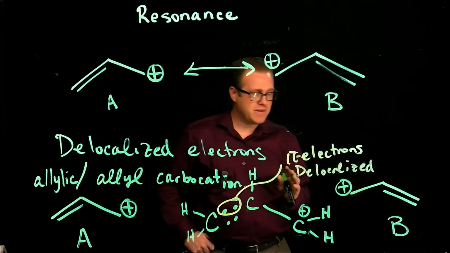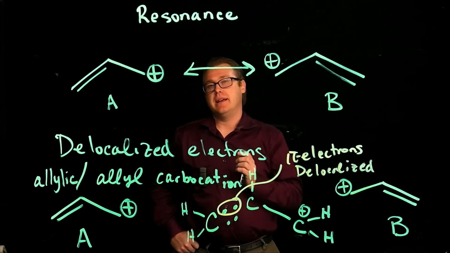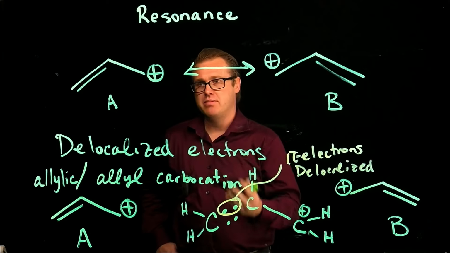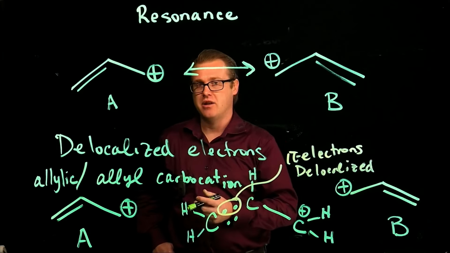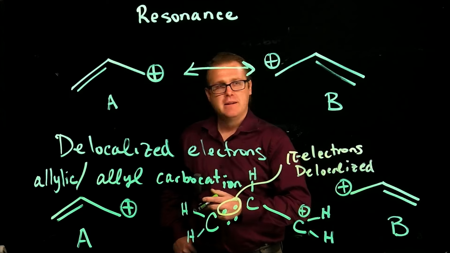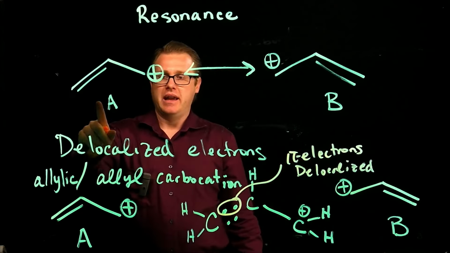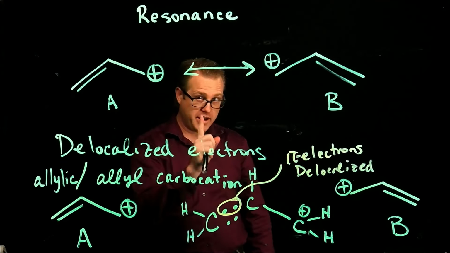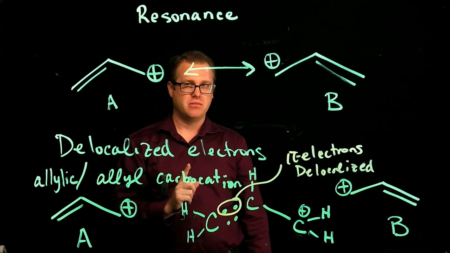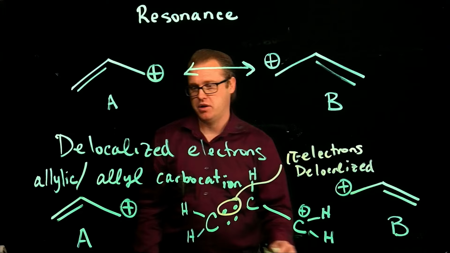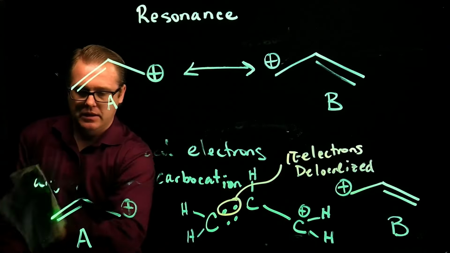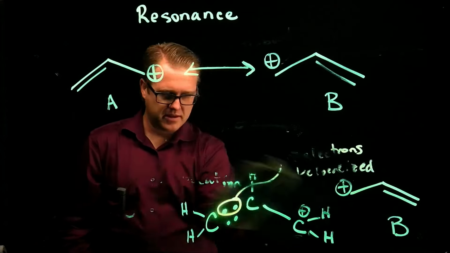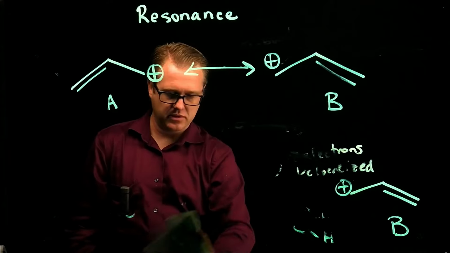Now, listen to my words very carefully. This is a little confusing, but I'm going to explain it, and my hope is that it's not going to be that confusing, okay? So what we have is two resonance structures, but only one molecule. All right, one molecule. Now think about that for a second. How can you have two resonance structures, but only one molecule?